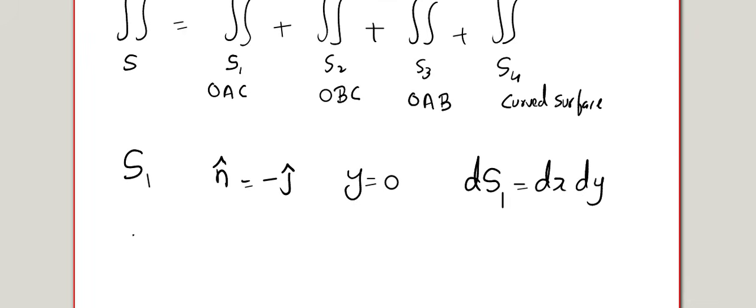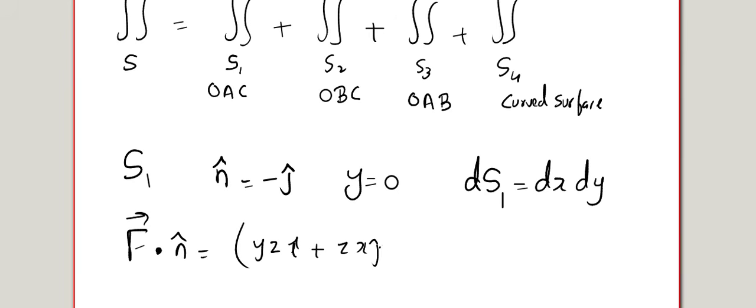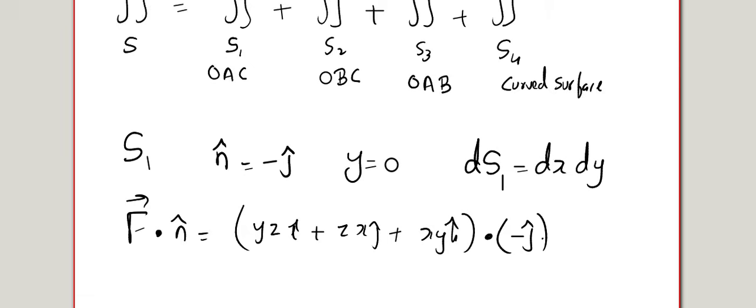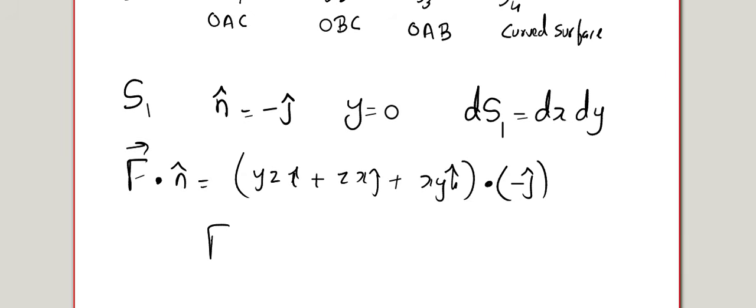So that's it. So let's find F dot n cap, and that will be yz i plus zx j plus xy k, dot minus j. I told you we have an advantage when you take dot products with the standard unit vector. So you can forget about i and k, you can focus here, the answer will be minus zx.